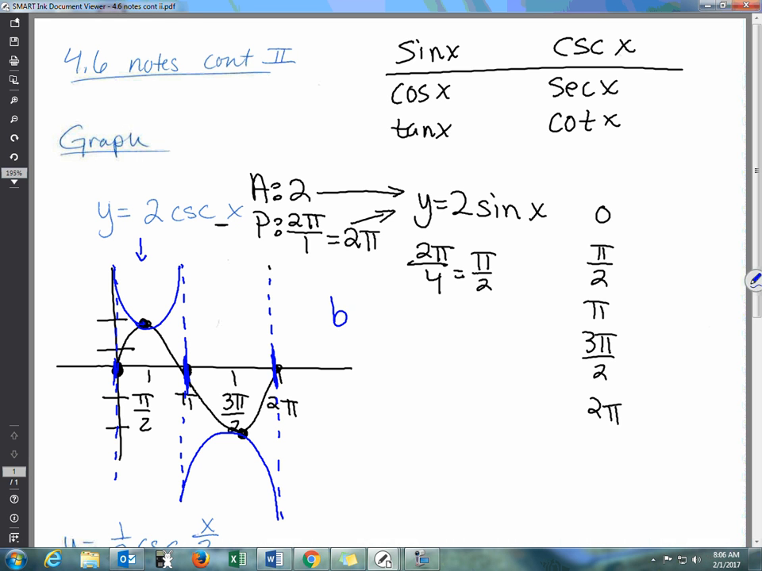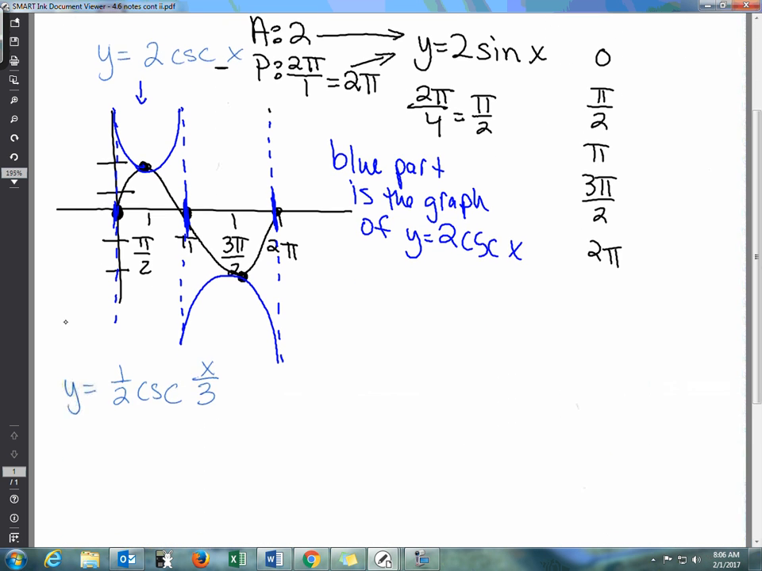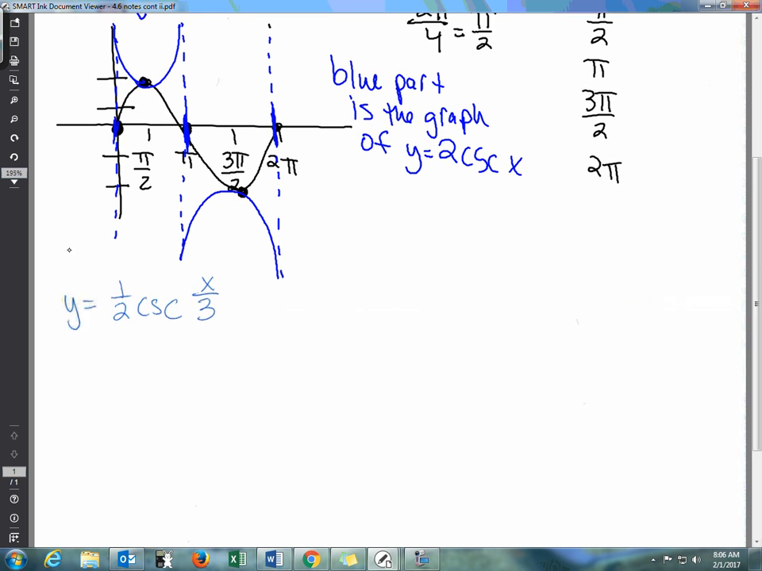So the blue part is the graph of y equals 2 cosecant of x. And that's all you have to do. Okay. Now, what if they start messing with a b value? All right. So you have another one. Y equals 1/2 cosecant of x over 3.